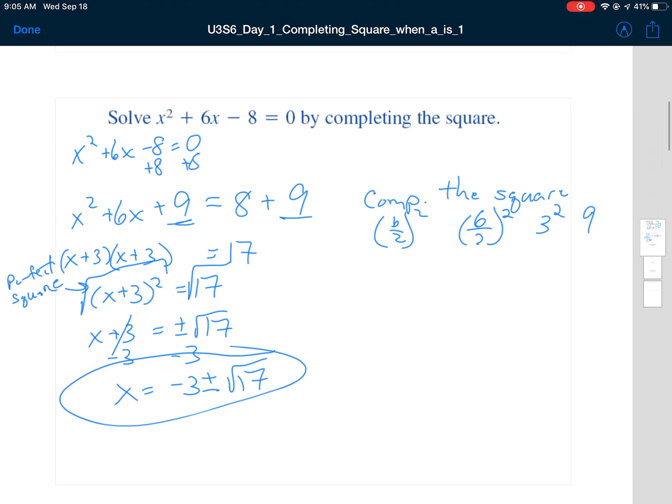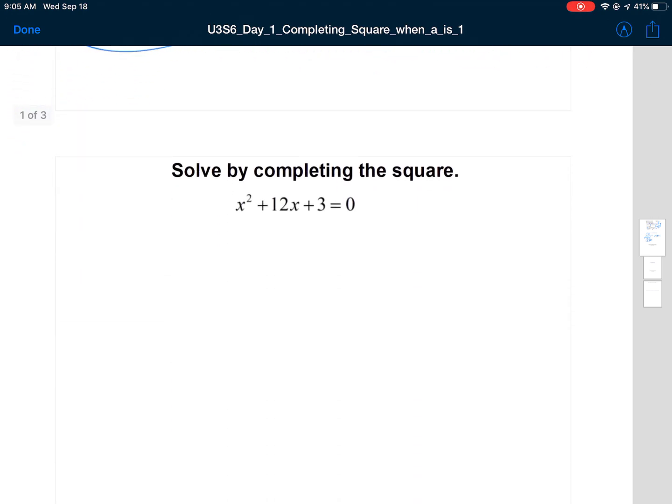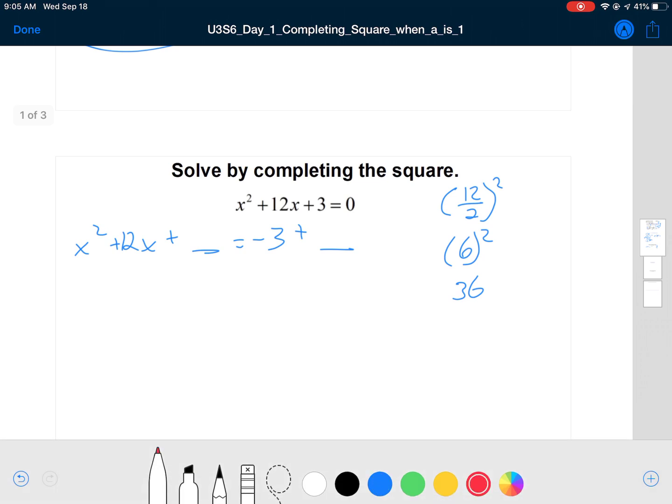Let's keep on trying a couple. Here again, let's take away the 3, and we'll go x squared plus 12x equals negative 3. I'm going to add a number to both sides. Half of 12, so 6 squared, 36. So if I color code this a little bit, 36 is the number that goes on both sides.